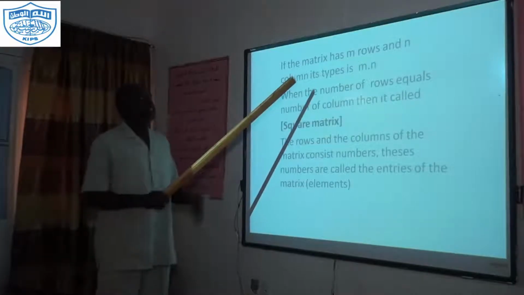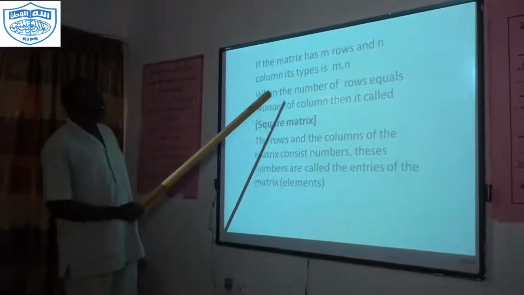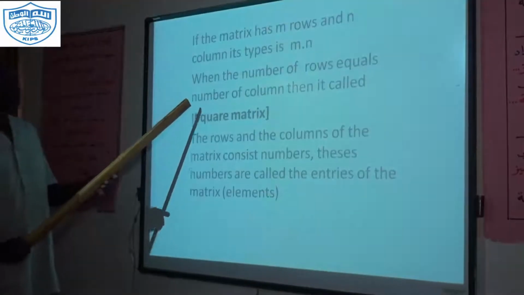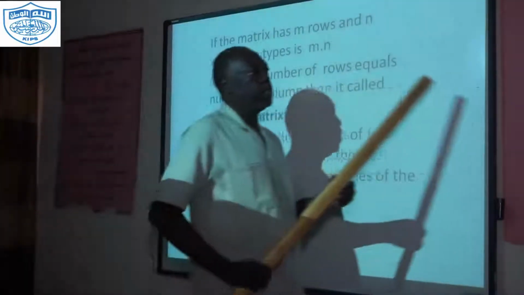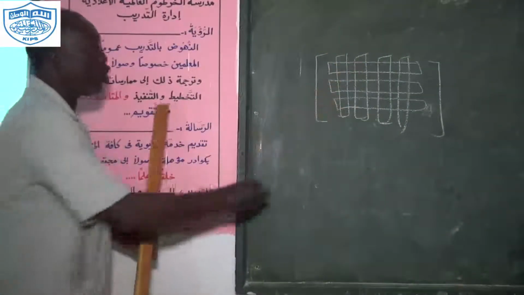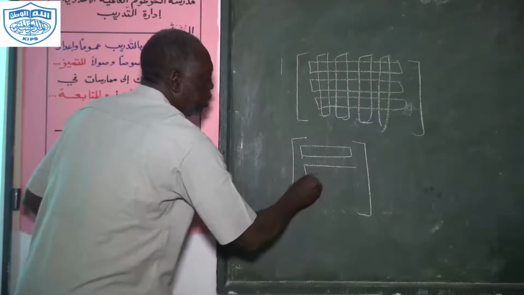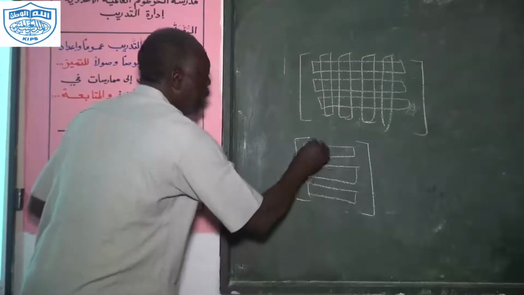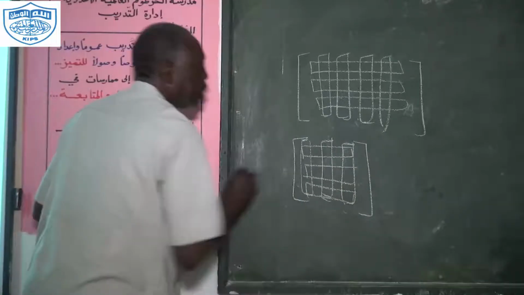If the matrix has m rows and n columns, its type is m by n. When the number of rows equals the number of columns, it is called a square matrix. For example, here we have 3 rows and 3 columns. In this case, we call the matrix a square matrix. So when the number of rows equals the number of columns, we call it a square matrix.